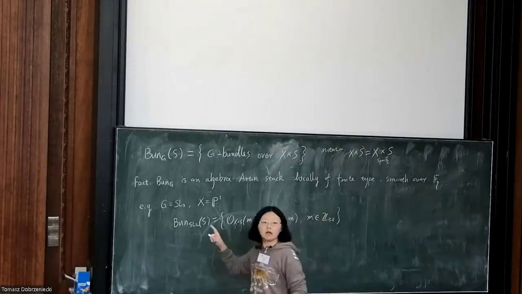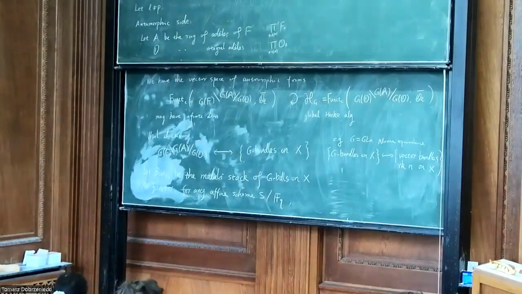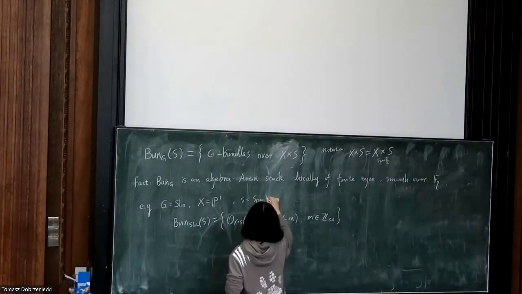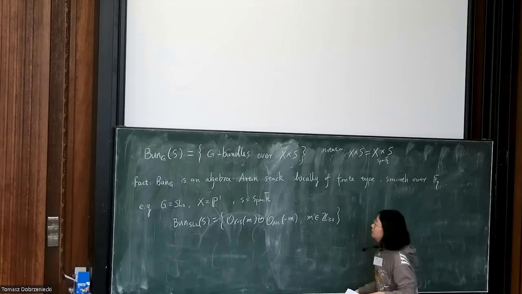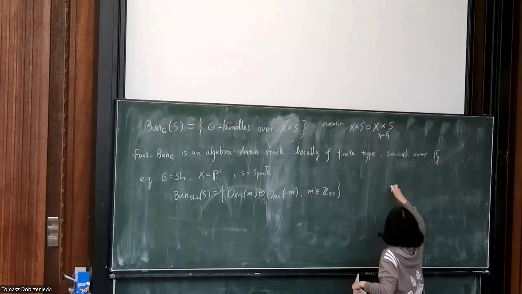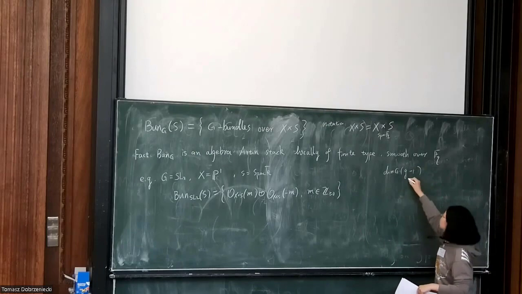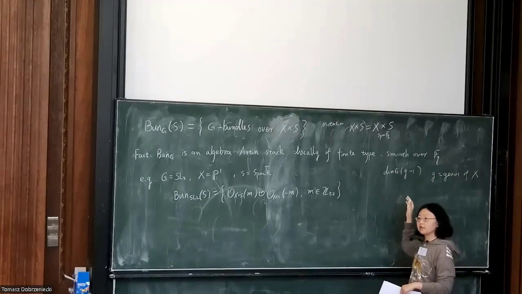S is always an affine scheme over F_q. Here S is, in the case of this, Bun_G, yes, its dimension is something like a formula like this, where g is the genus of the curve, calculated by the H1 of the curve, something.